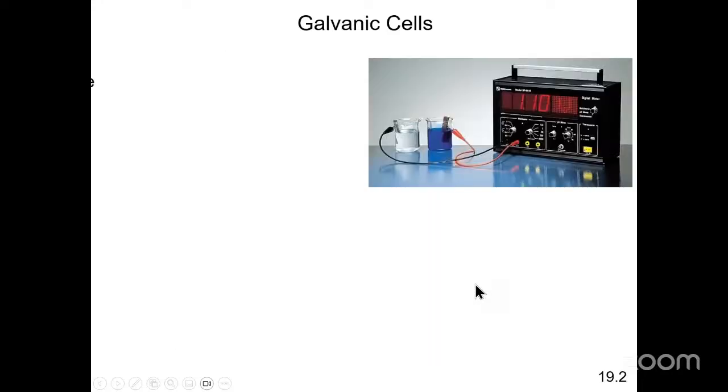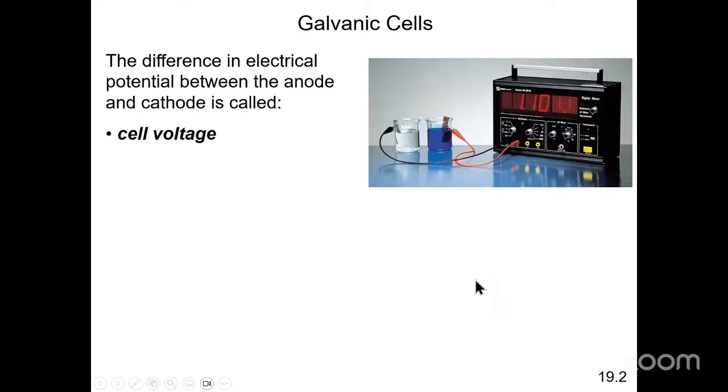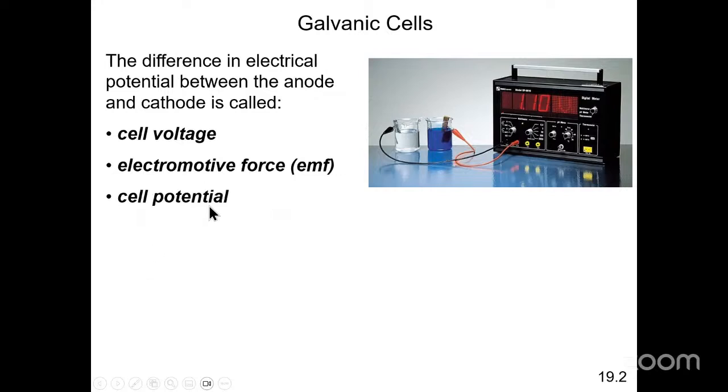Okay, so some things we want to say here about galvanic cells. As I said before, as a part of the setup, you have what is called a voltmeter, and the voltmeter measures what is called the potential difference, but there are some other terms used to express what we're measuring in that instance. You can call it the cell voltage, the electromotive force, and the cell potential, right? These are all different terms used to describe what is measured using the voltmeter. The electromotive force is a bit of a misnomer.